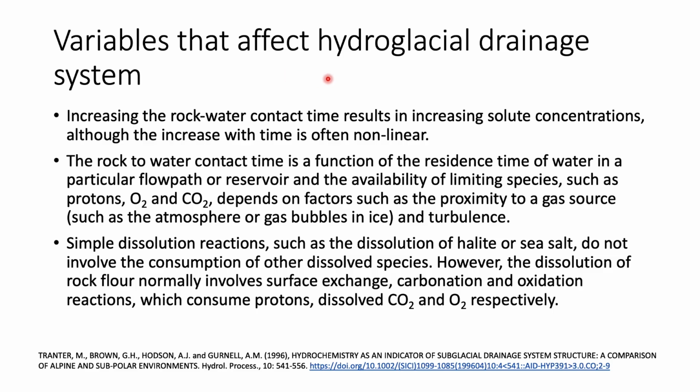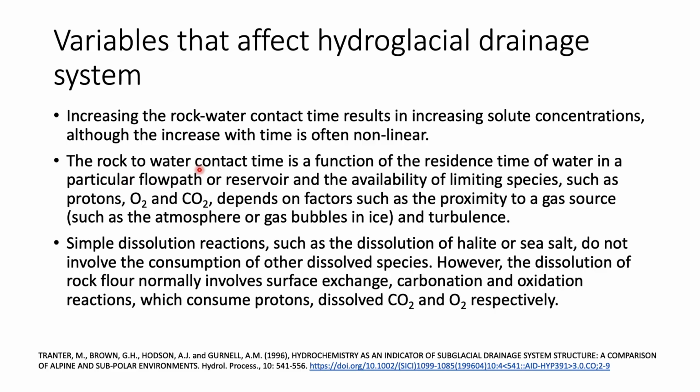So what are the variables that affect the hydrological drainage system? Increasing the rock water contact time results in increasing solute concentrations, although this increase with time is often non-linear. Sometimes it may be higher in the beginning, then later on it may reduce, or it may be the other way around. The rock to water contact time is a function of the residence time of water in a particular flow path or reservoir, and the availability of the limiting species such as protons, oxygen or carbon dioxide depends on factors such as proximity to the gas source and turbulence. The gas sources may be atmosphere or gas bubbles in the ice.